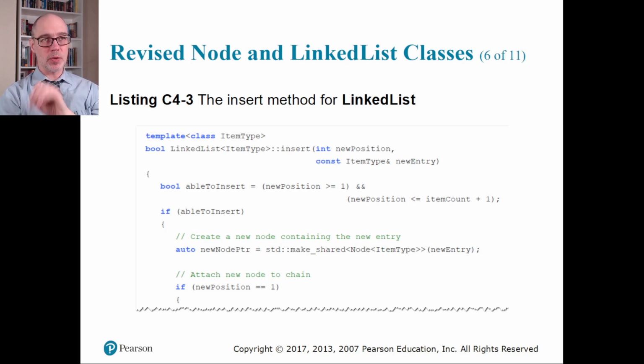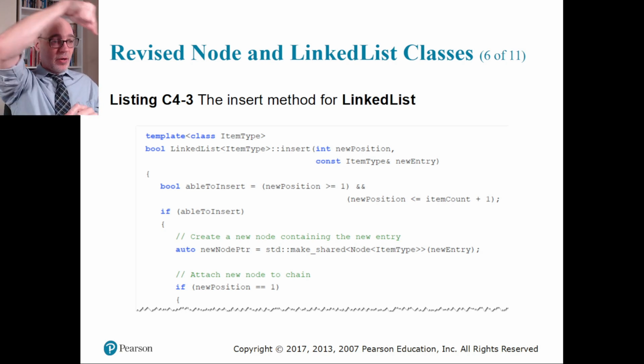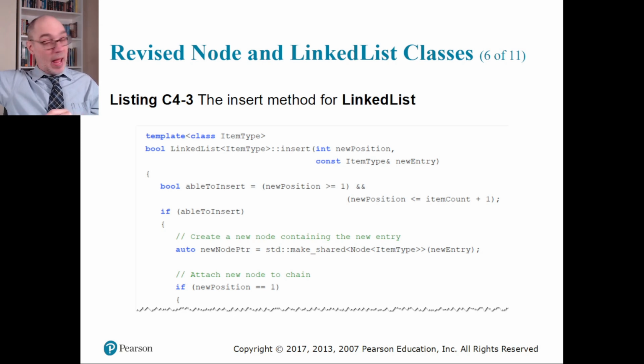This is a place where you need a shared pointer because you already have pointers chaining the list together, but now you need to make another pointer that figures out which node you need to add it after, right? So you're going to have two pointers to the same objects at this point. So here we are to insert it.